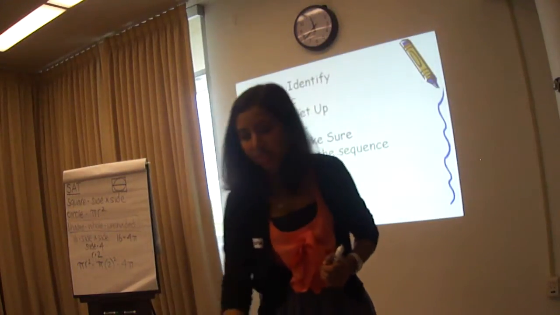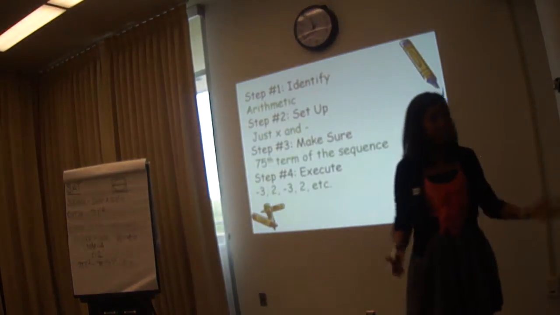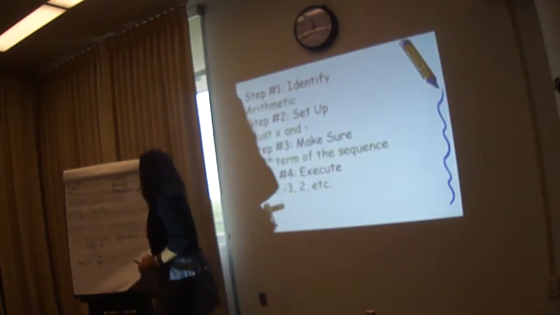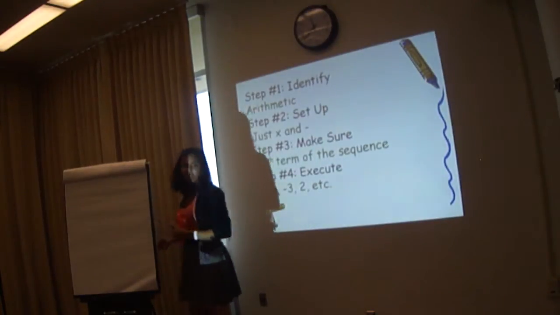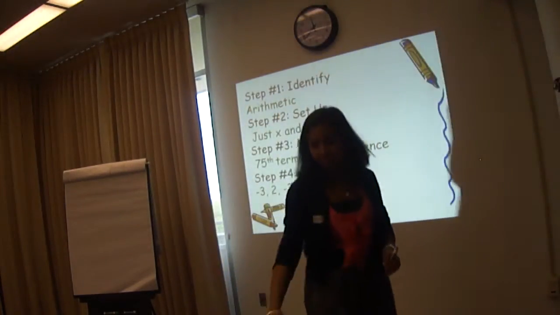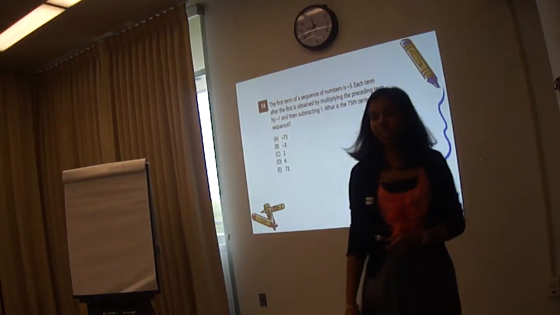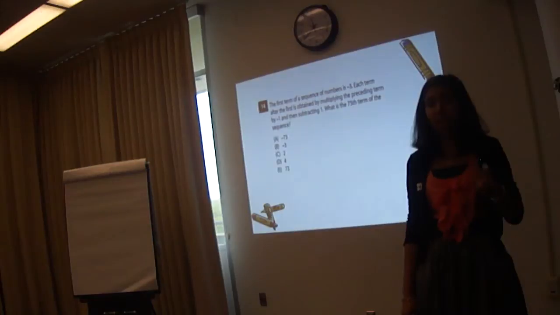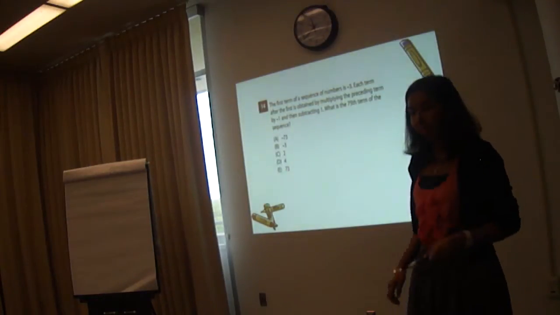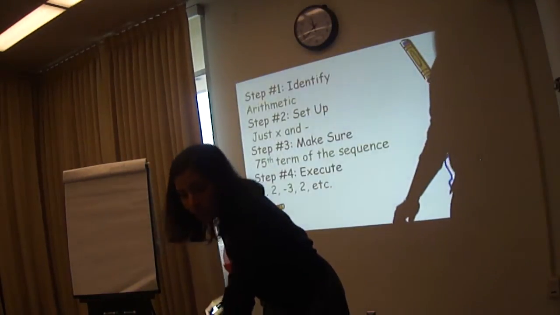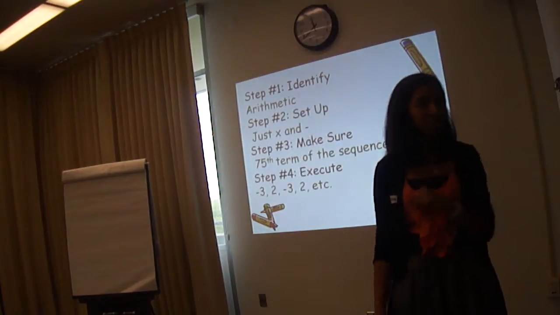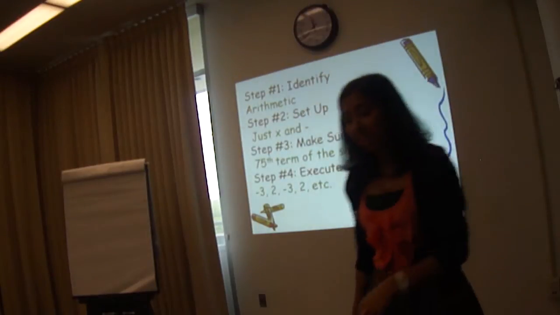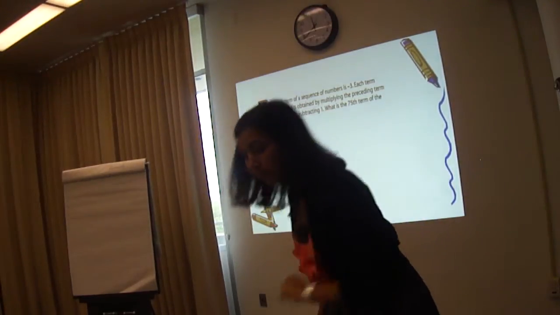So we know that the first term of a sequence is -3. Let's go through our steps. First, it's an arithmetic problem, right? Number 2, what kind of equations do we need? Do we need any equations? It told us that each term after the first is obtained by multiplying the preceding term by -1 and then subtracting 1, right? Number 3, to make sure, what are they asking us? The 75th term. And then step 4 is execute, right?